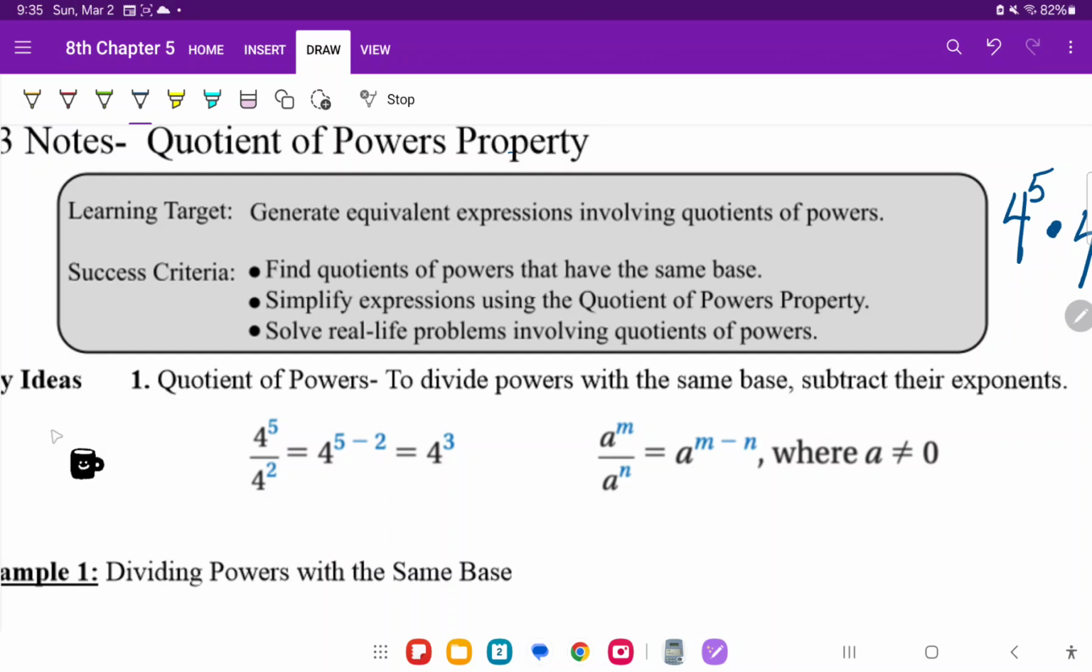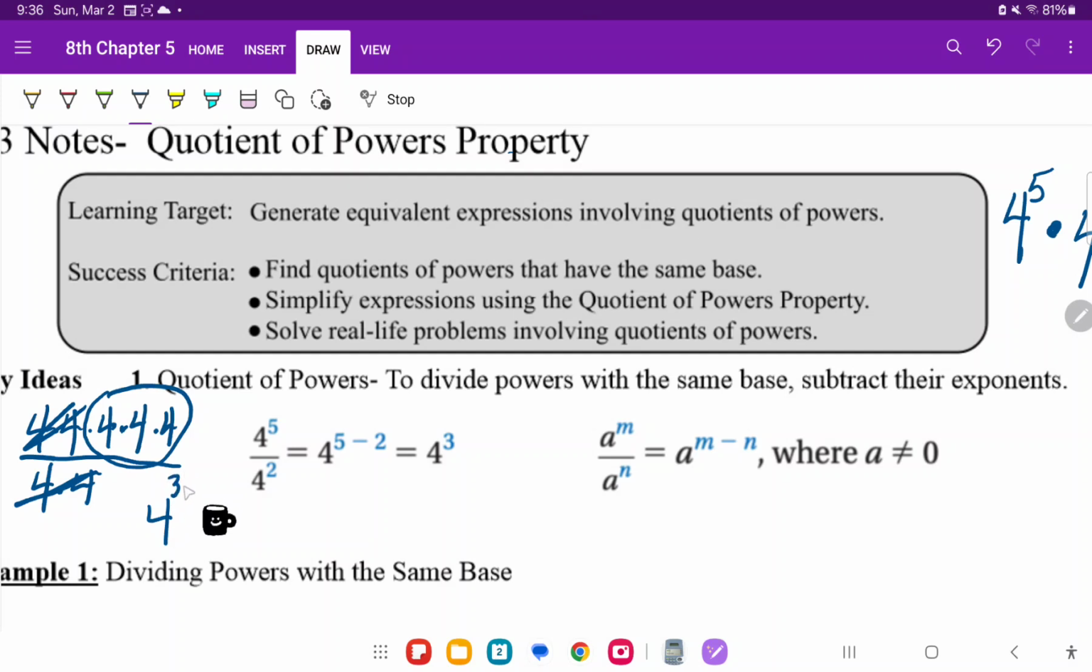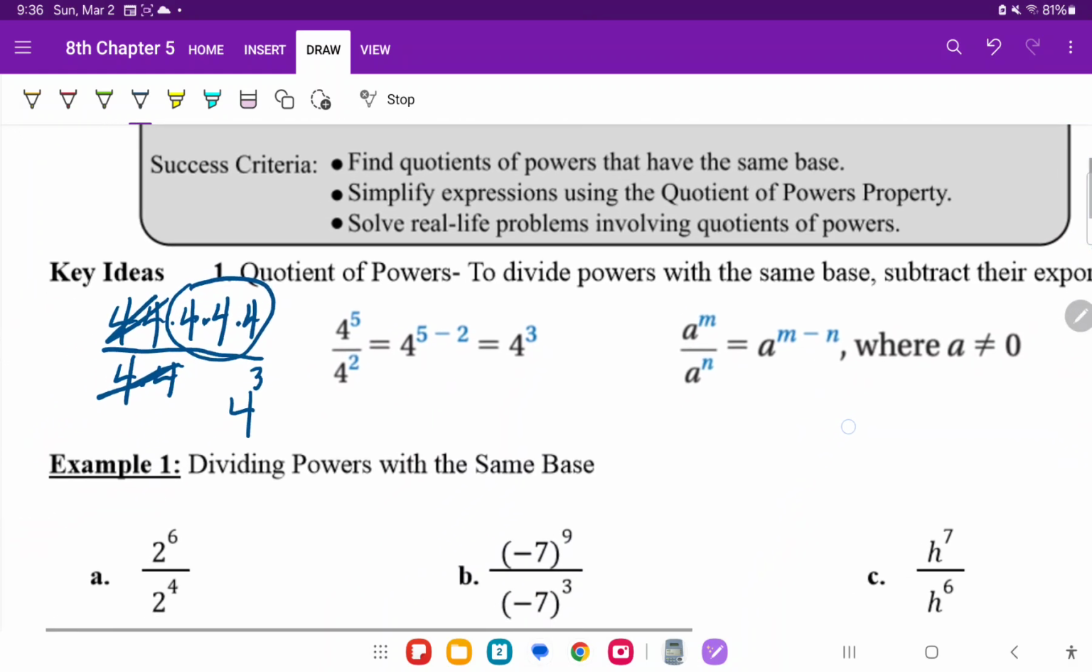You could also think of it like this. Here there are 5 fours: 1, 2, 3, 4, 5. And on the bottom we have just 2 fours. So these two down here cancel 2 of those. So you're left with 4 to the 3rd power, like that. Okay? Using this is a shortcut, right? As long as they have the same base, you subtract the exponents.